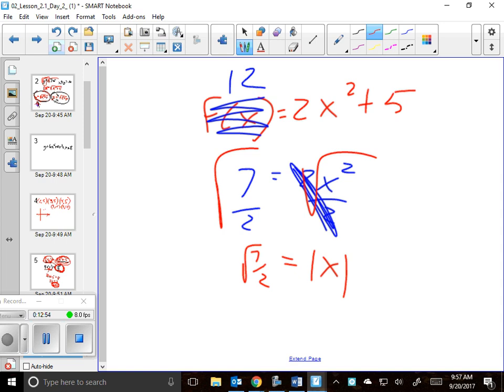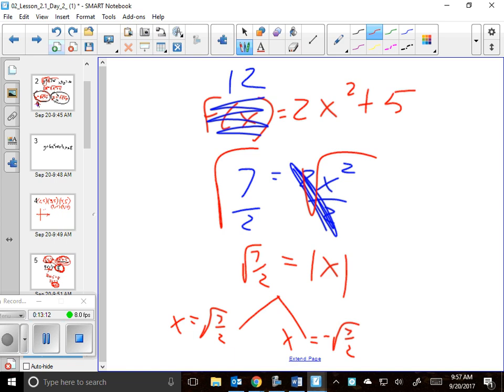So then I got two answers. I split this into two parts. Split, and it becomes x is root 7 over 2, and x is negative root 7 over 2. And yes, you could say plus or minus root 7 over 2.